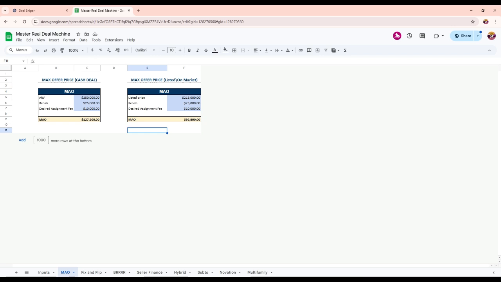So you can try it if you want. This is how to use the calculator in order to do it. And if you want to know how to estimate rehab, that's in the Docs and Forms channel in Discord.